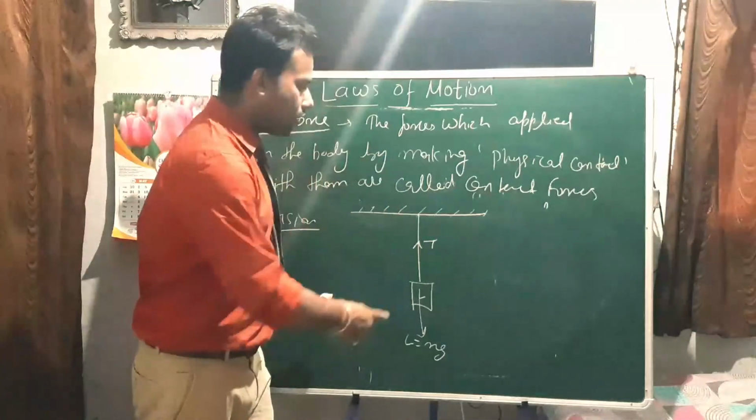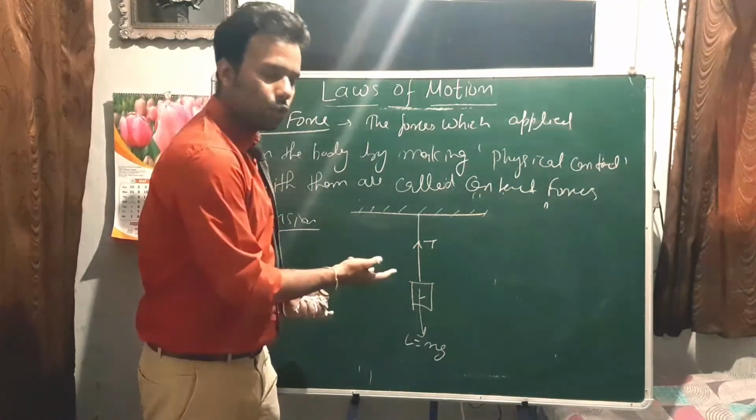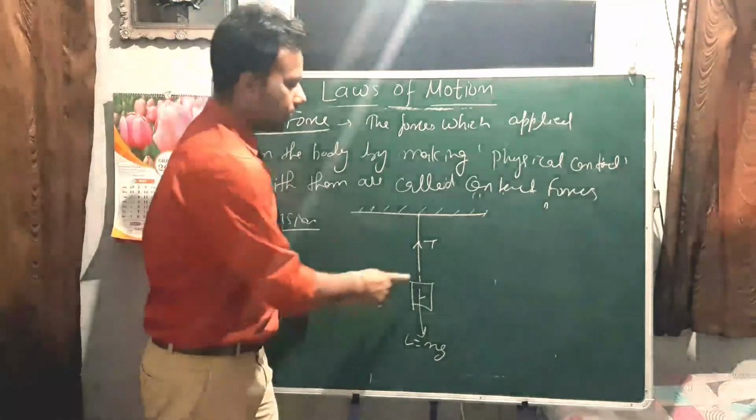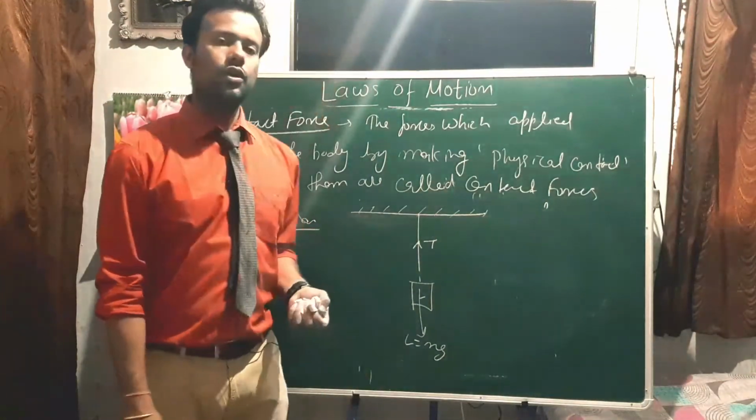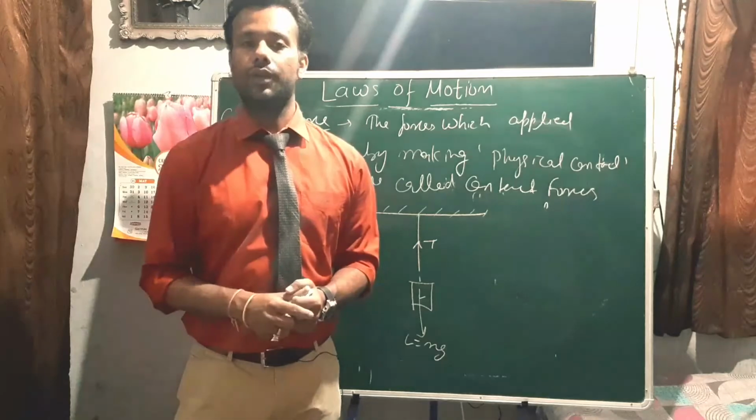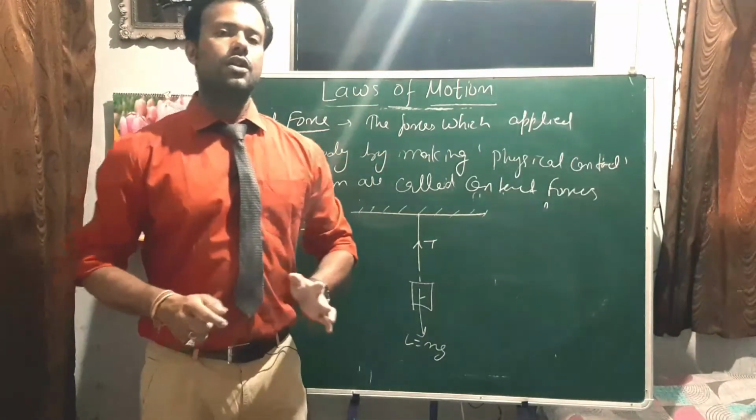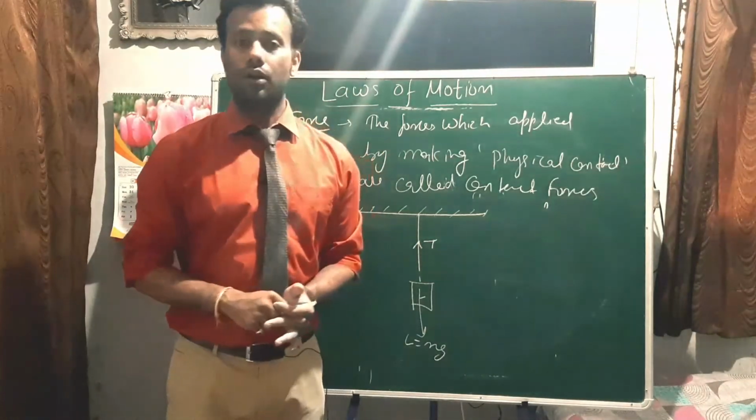Suppose there is no contact. Suppose somehow I cut this rope or cut this string. What will happen? Now this load will go down and there will be no tension in the string. So these are the examples of the contact force.